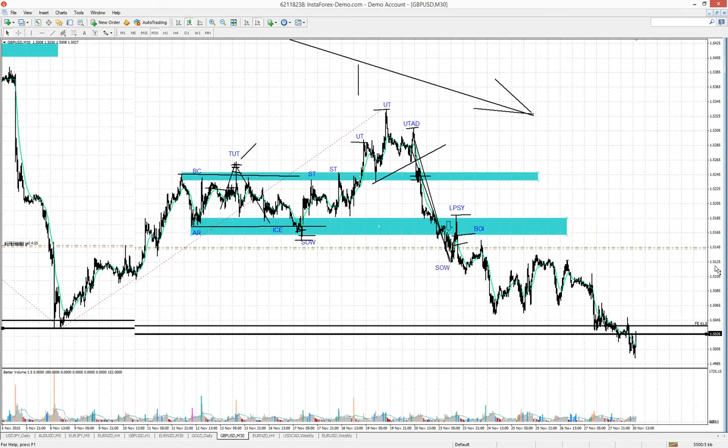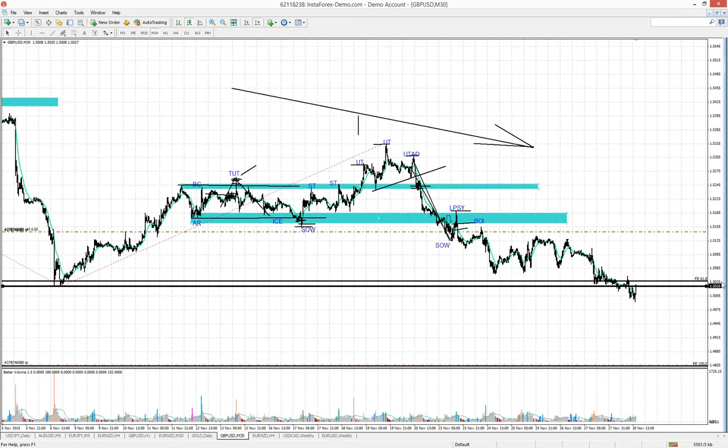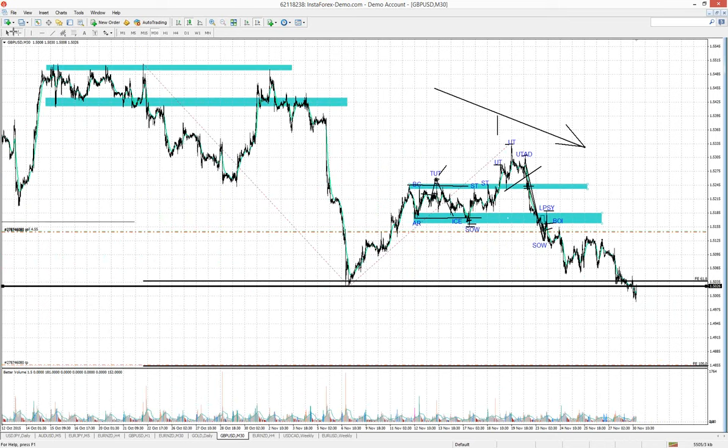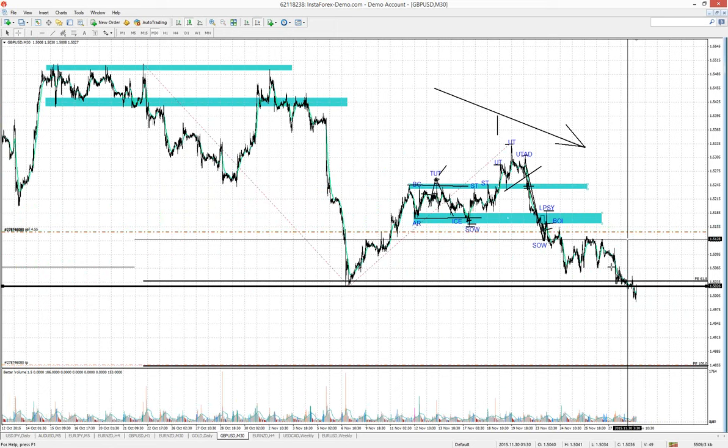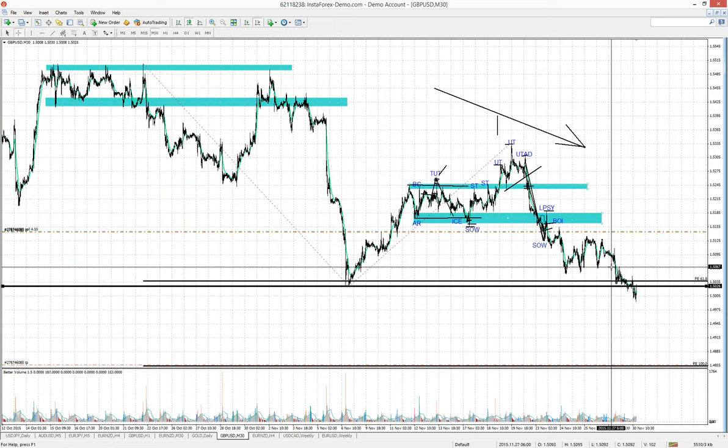I'm going for my final target, which is the area of 1.4860, which is approximately 160 pips away from the current price. I'm going for a 1-to-3 ratio since my risk was about 100 pips here, and I'm going for about 300 pips. My minimum risk reward ratio is 1-to-3, so I don't take anything less than this. I secure after a certain amount of pips, and after the price action confirms that I can secure, and then I wait for my full targets.